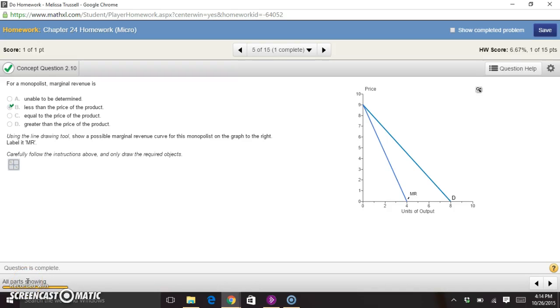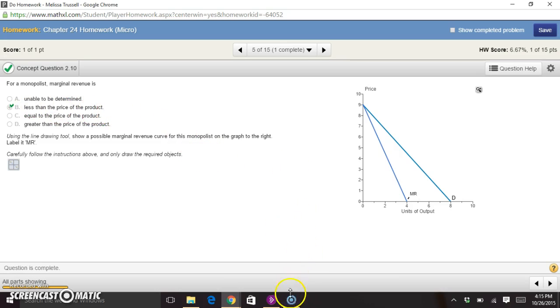This is concept question 210 from chapter 24's homework, and this time, unlike most of my videos, I'm starting out by showing you the correct answer because I think it helps to see this graph before I explain why it looks the way it looks. So the first part of the question wants us to tell the relationship between a monopolist's marginal revenue and the price of the product. So you see that the correct answer here is that the monopolist's marginal revenue is less than the price of the product.